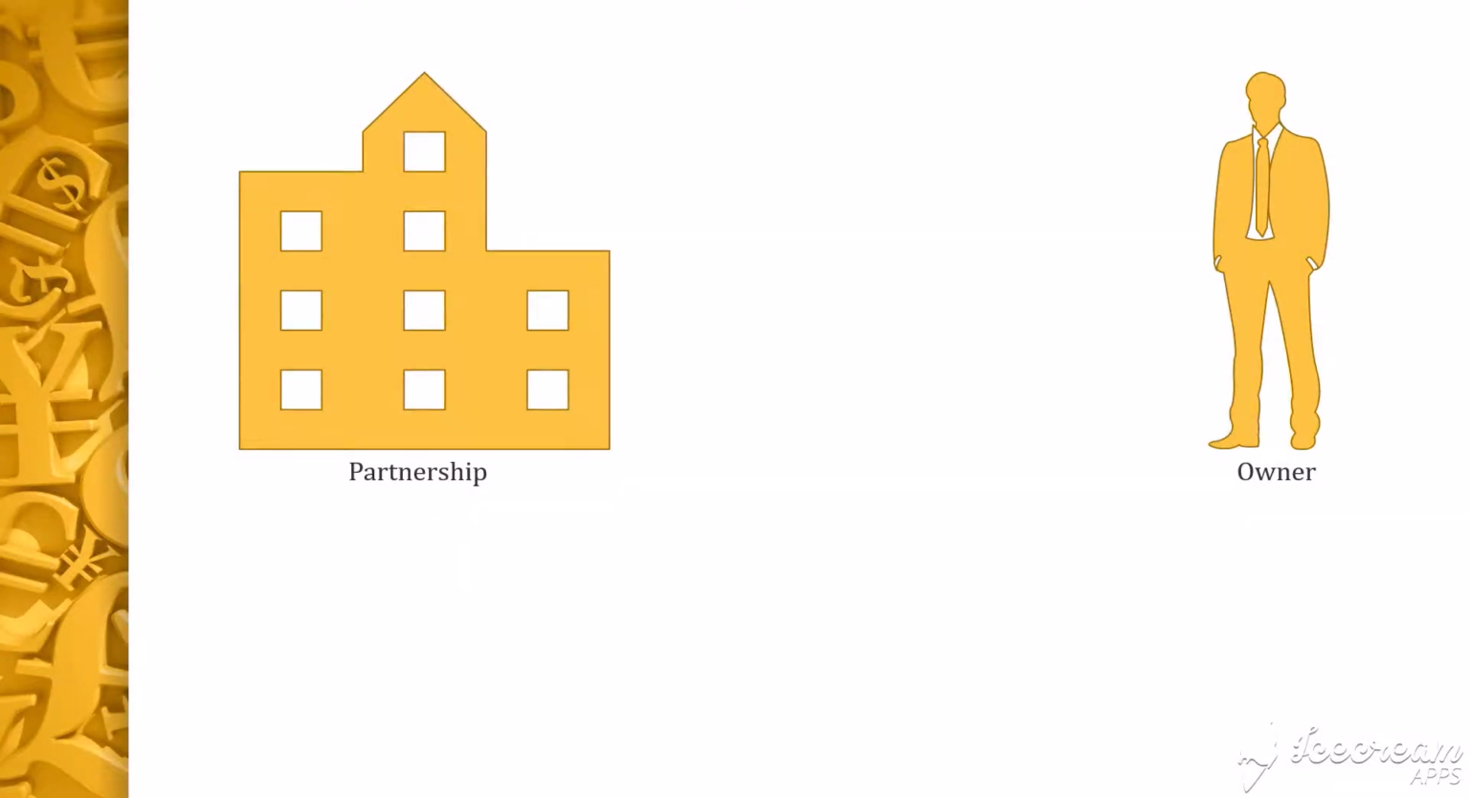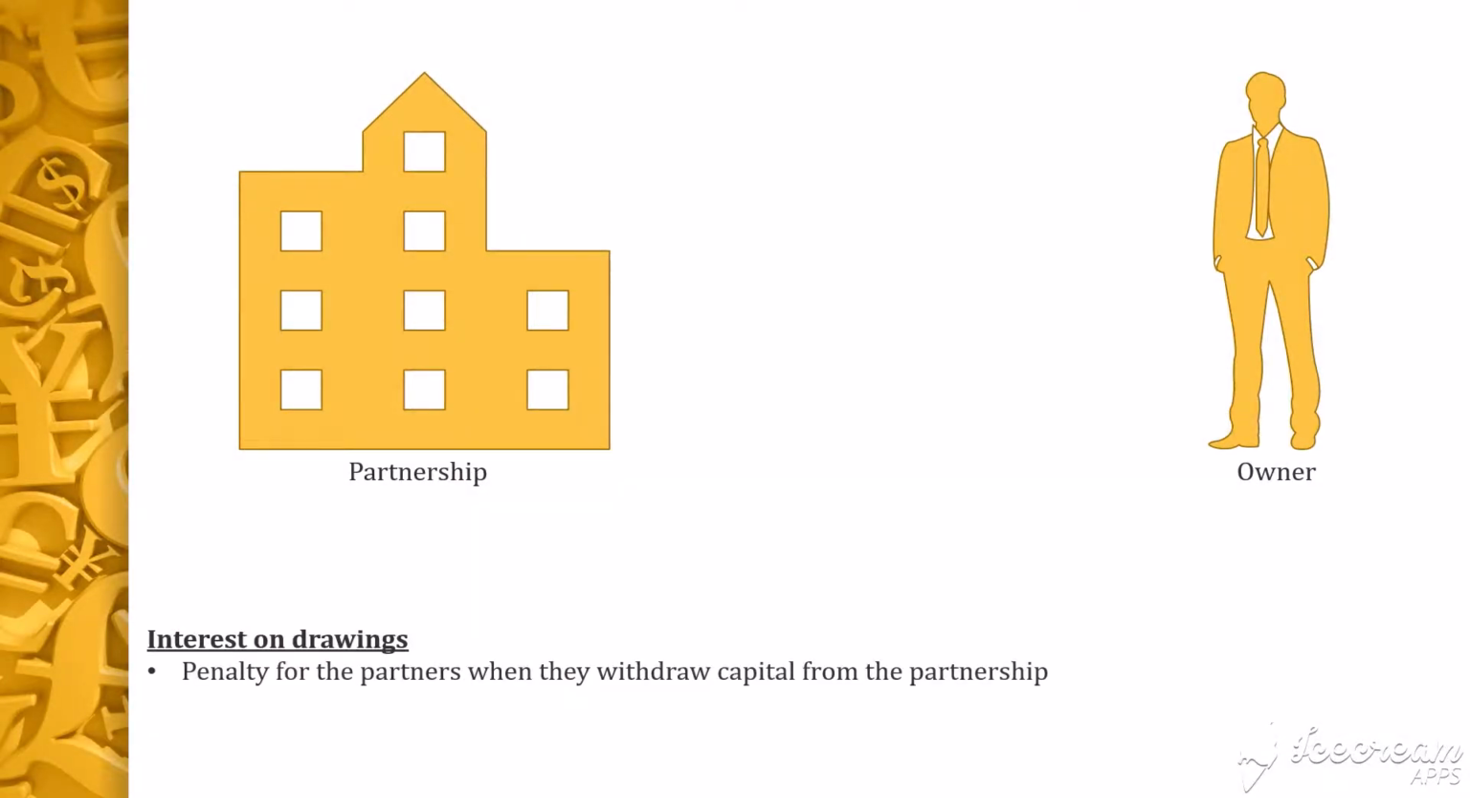Interest on drawings is a penalty for the partners when they withdraw capital from the partnership. If any partners withdraw capital from the partnership and the partnership agreement contains an interest on drawing penalty, the partner will pay the partnership the interest on the amount of capital withdrawn. Here, the partnership will earn an income from the interest on drawings collected from the partners. So interest on drawings is an income to the partnership. From the individual partner's perspective, they pay the penalty, so it is an expense to them.